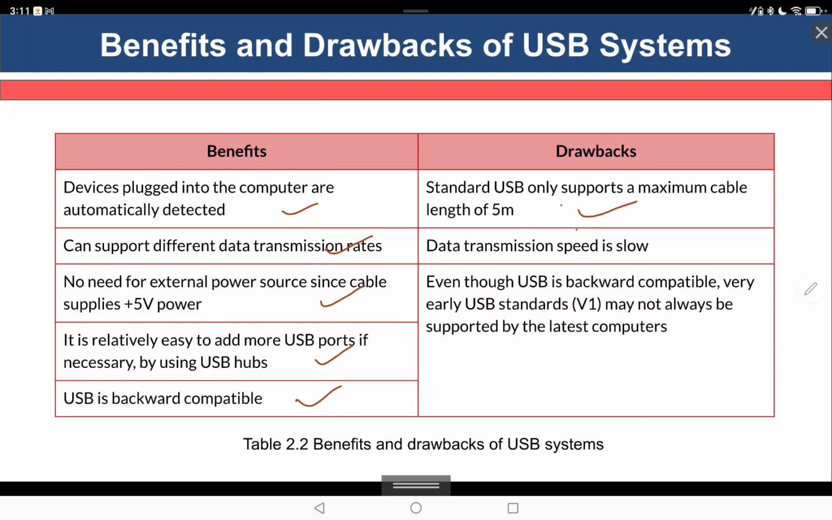Then we say that data transmission speed is slow. So although USB is widely used, it can be slower compared to other modern alternatives. So that is one of the drawbacks.